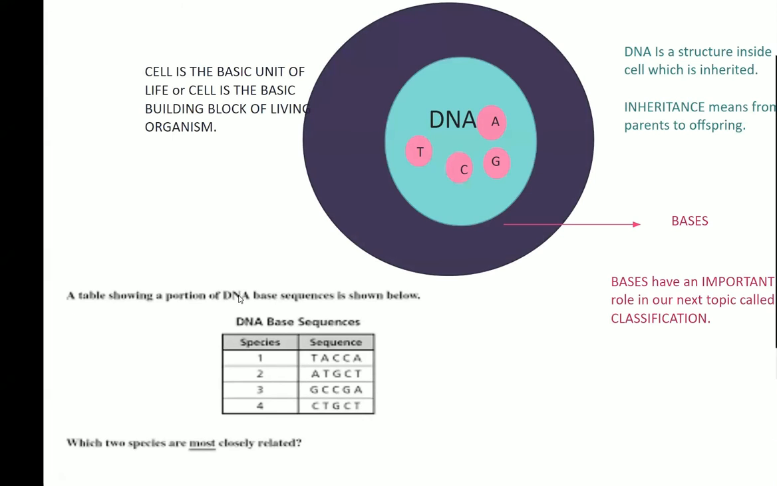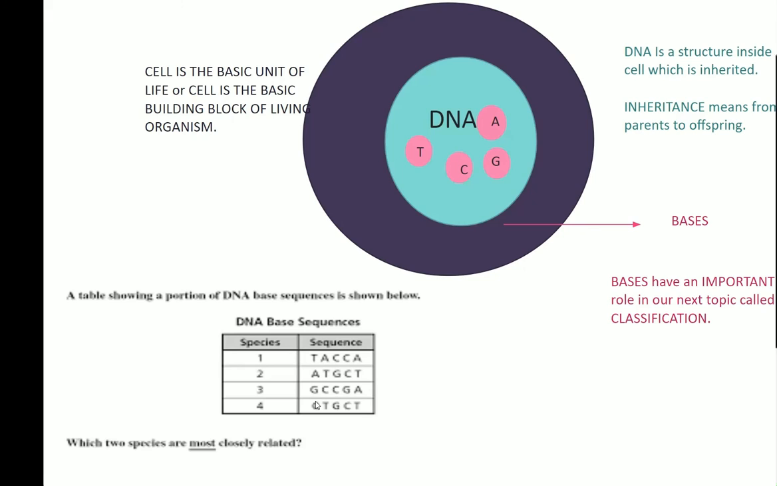A table showing a portion of DNA sequences is shown below. Species one means, let's suppose, shark. One is shark, second is chimpanzee, third one is something else, fourth is a frog. And here are the DNA sequences of them.